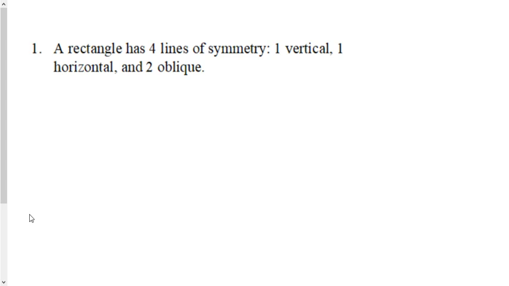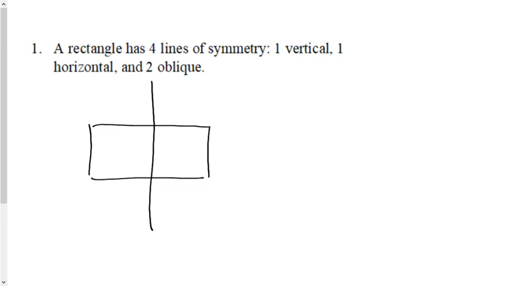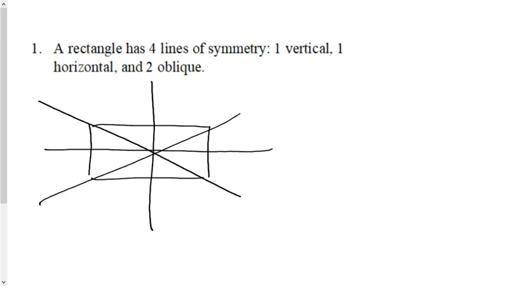It says a rectangle has 4 lines of symmetry. So a rectangle has, it says, 1 line of vertical symmetry, 1 line of horizontal symmetry, and 2 lines of oblique symmetry. Well, the answer is false. And the reason why is it doesn't have oblique.